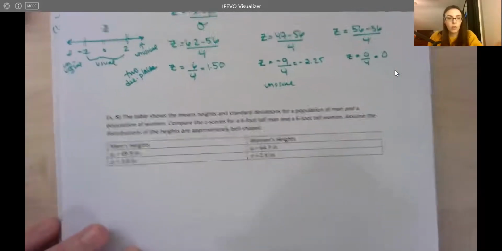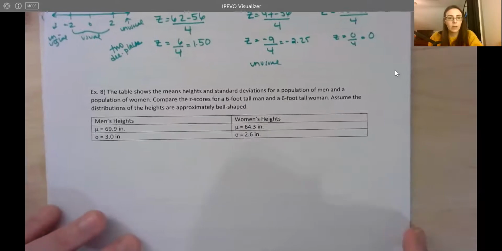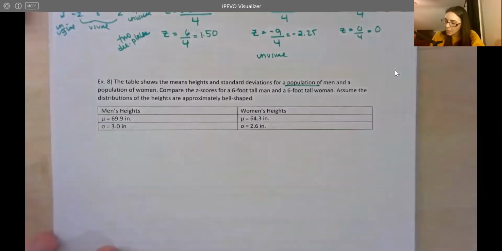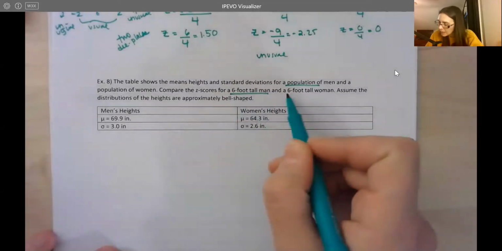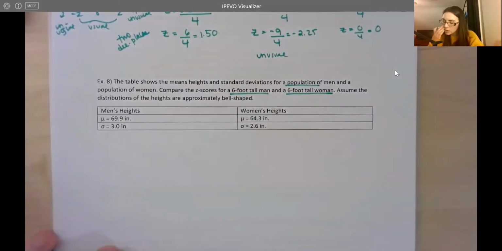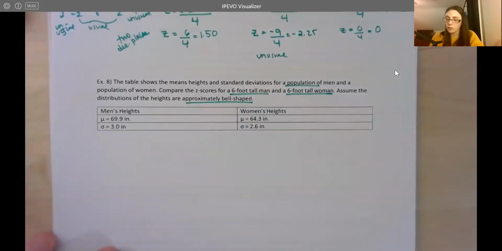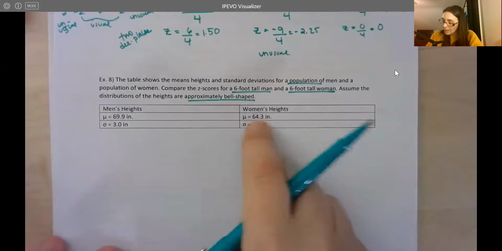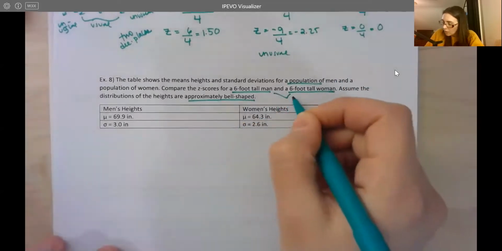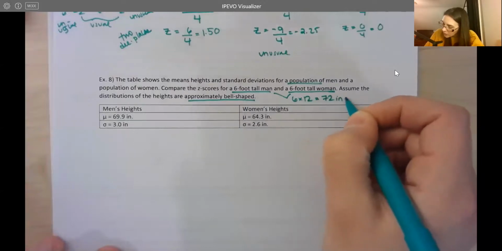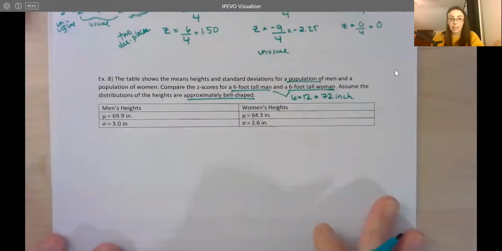Okay, let's do one last example here. So the table below shows the mean heights and standard deviations for a population of men and a population of women. And we're going to compare the z-scores for a 6-foot-tall man and a 6-foot-tall woman. Assume the distributions of heights are approximately bell-shaped, and they typically are. So heights and weights tend to be bell-shaped. Now we are in inches here. So if we're 6 feet tall, that's 12 inches per foot. So we're looking at a 72-inch mark for our data point.